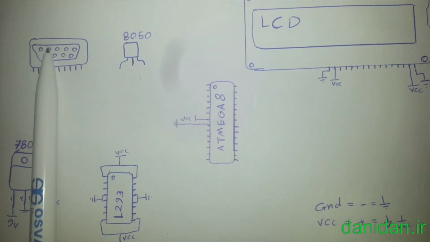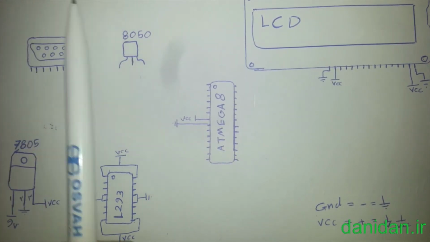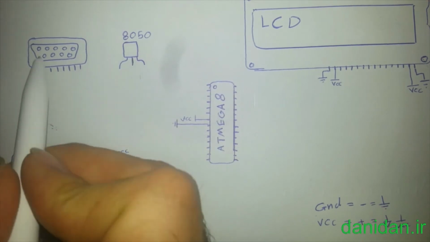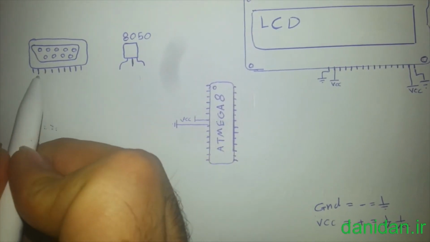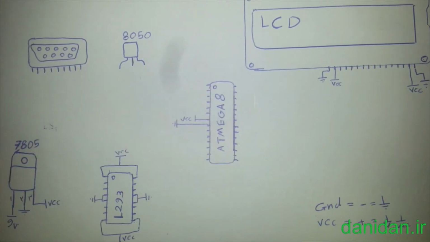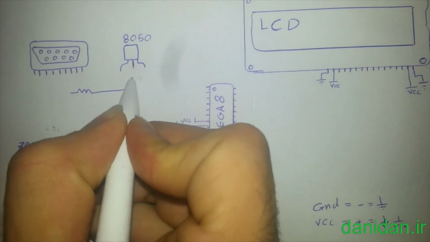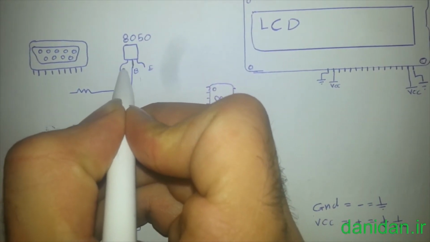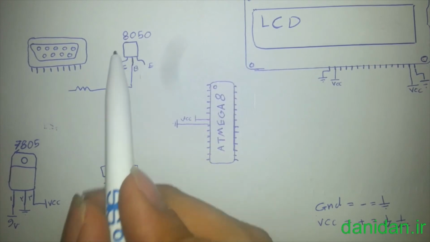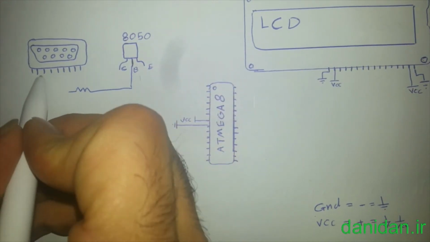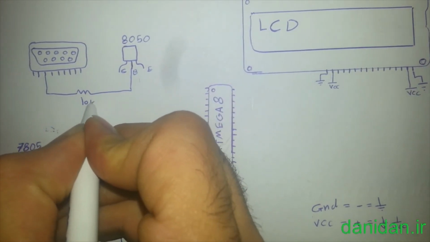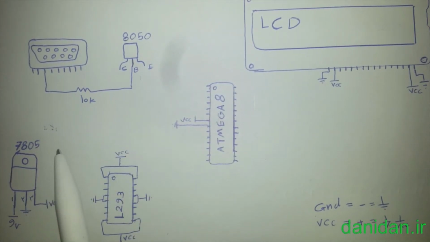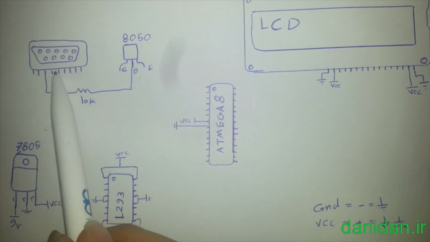Well, let's do the connection on the serial port. The third pin of the serial port is actually the transmitter port, so it's used to transfer data. If we want to transfer data, we need to connect this pin with a 10 kilo ohm resistor to the base pin of our transistor.